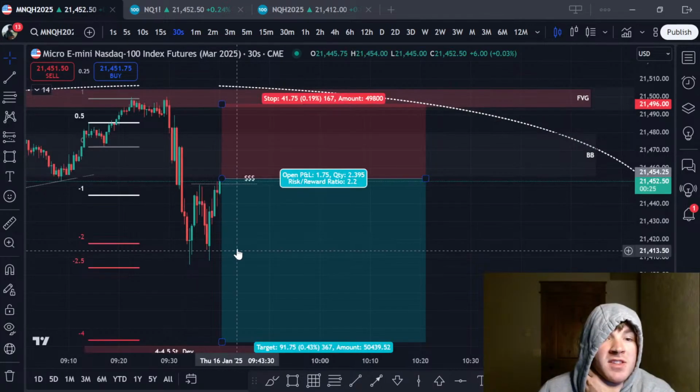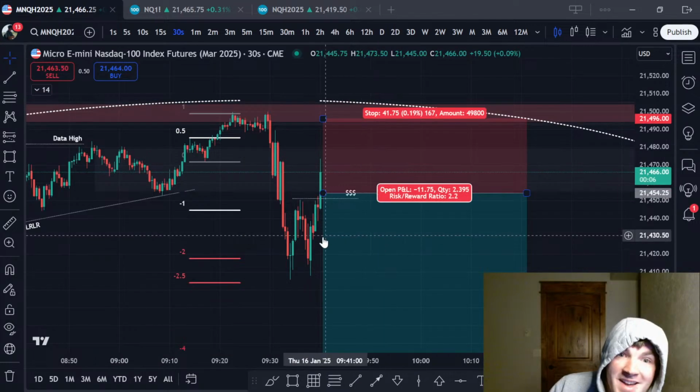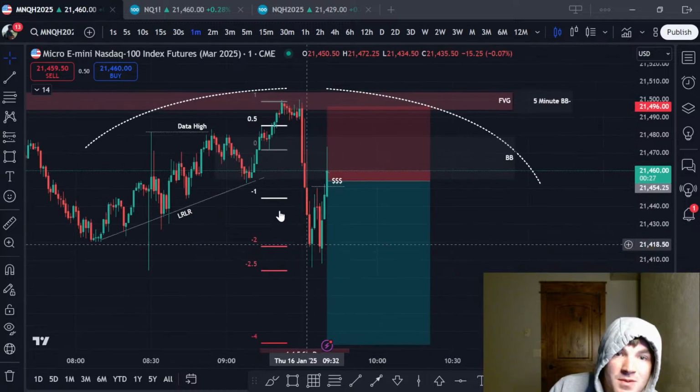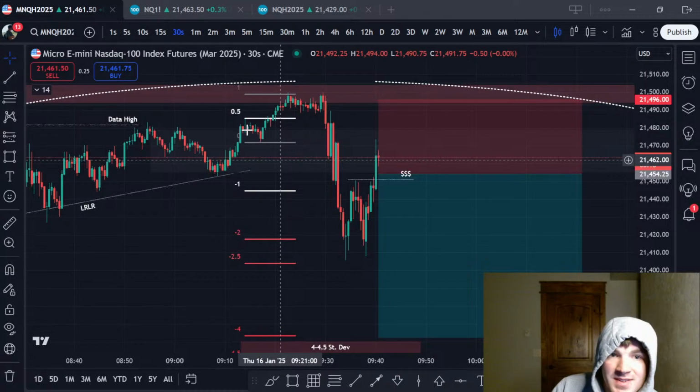All right, this is also going into 10 a.m. This is so good. You could enter here if you wanted to, but don't. Nothing I say is financial advice, dude. See, this is why I'm waiting for lower time frame entry. Look at that. Oh my gosh. Nervous, dude.